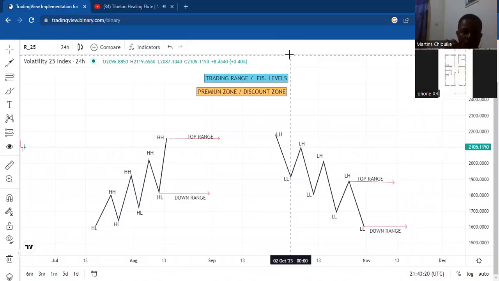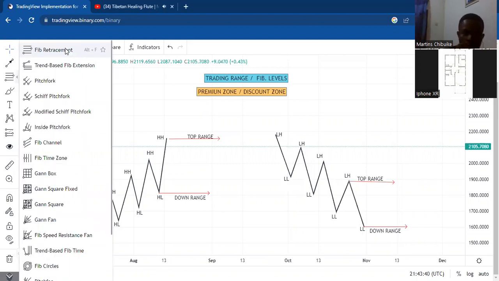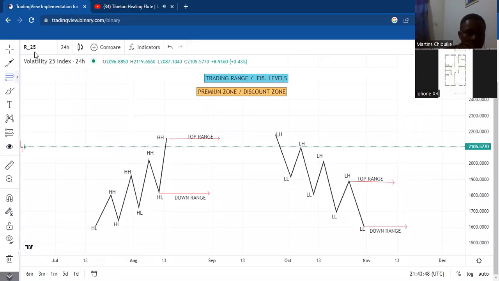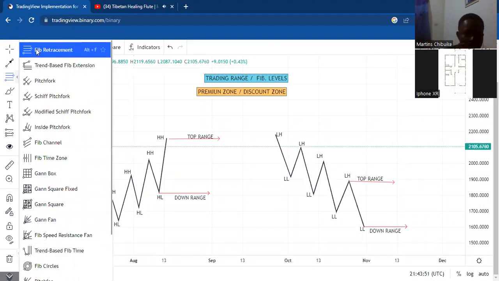Okay, having understood this concept of trade top range and down range, now understanding premium zone and discount zone, it has to do with Fibonacci, Fib levels. Fib is just a tool in the market structure. Fib is just a tool. Look at where you pick Fib levels here. Yeah, you can pick Fib levels here.